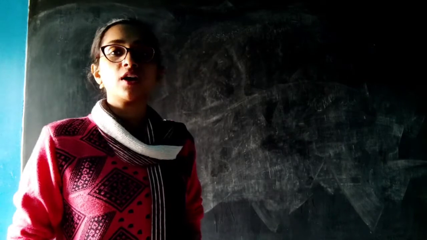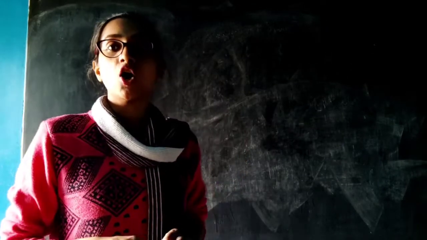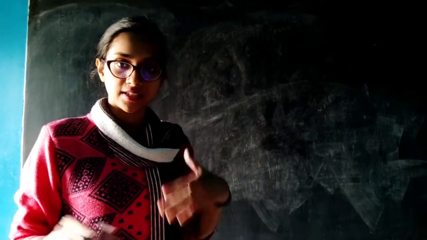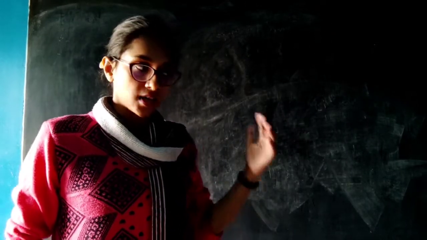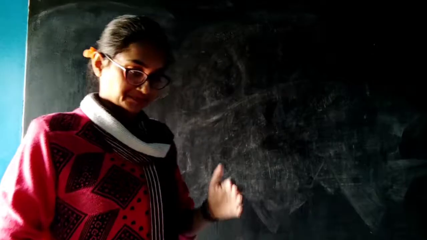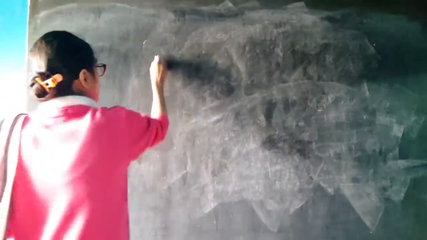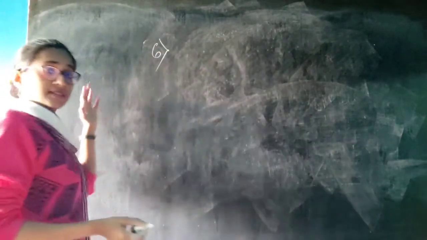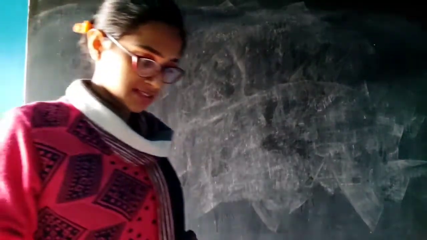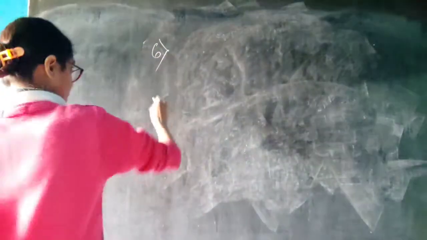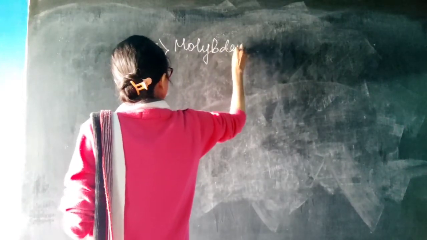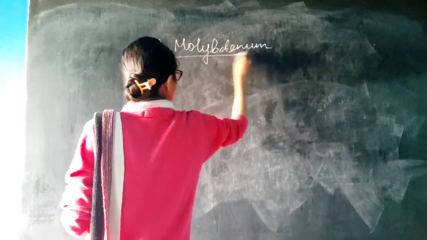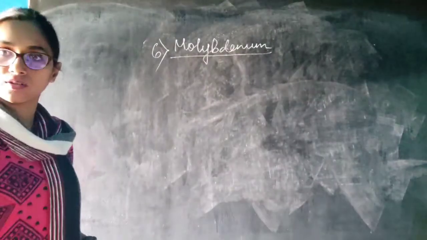In my previous video I gave you an idea about microelements and I discussed 5 microelements, their roles, their functions, and the deficiency symptoms. In today's video I will start with the 6th microelement. The 6th one is molybdenum. This is our 6th microelement.